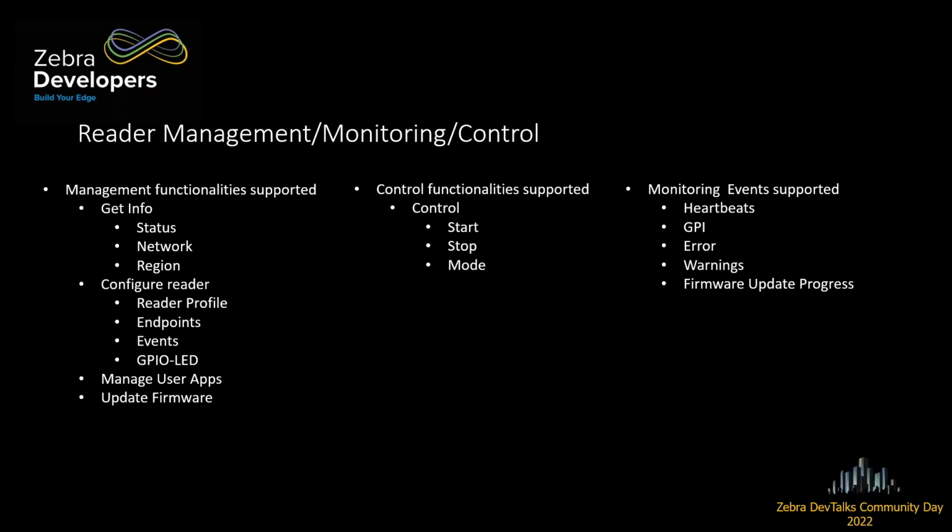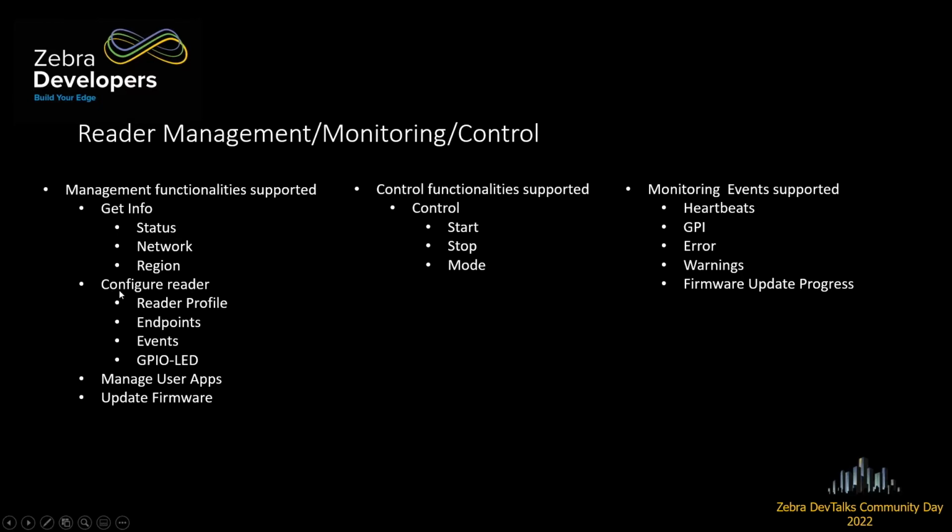And when I talk about status, you can get all sorts of information like the CPU utilization, memory utilization, disk utilization. You can get the NTP status. You can get the antenna connection, disconnection status. So all that is possible to be retrieved by the status API. Network will obviously tell you whether you're in a static IP configuration or a dynamic IP configuration, and it will also give you the current IP address of the reader. The region will tell what region the reader is configured to, and so on.